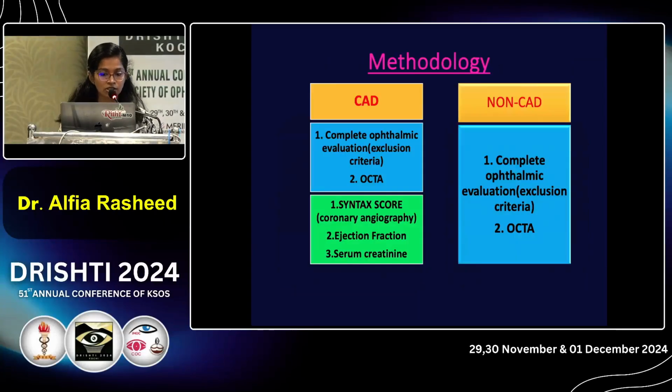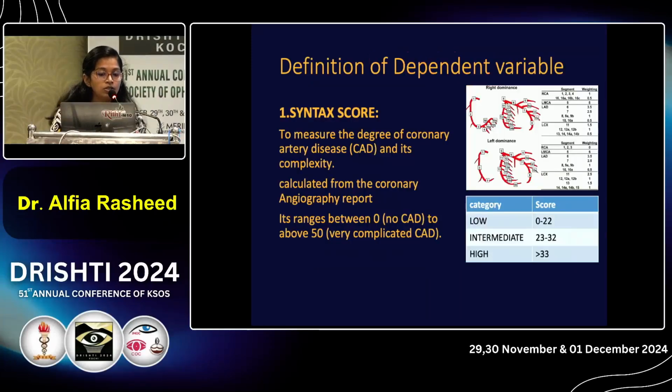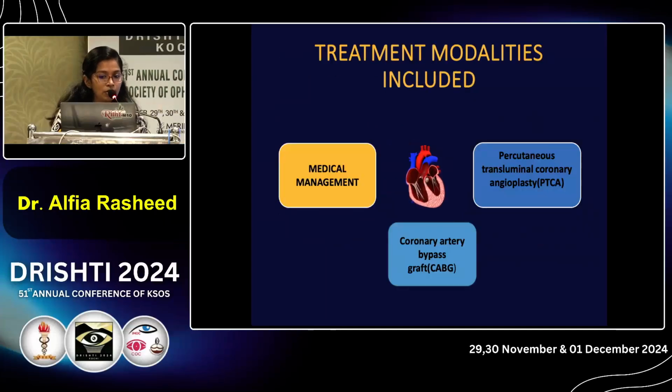The CAD patients and non-CAD patients underwent a complete ophthalmological evaluation and OCT angiography. In CAD patients, in addition, SYNTAX scoring was done, and ejection fraction and serum creatinine were measured. The SYNTAX score is the degree of coronary artery disease and its complexity, and it is categorized as low, intermediate and high. High means the patient has complex or more severe CAD. The treatment modalities of CAD patients included medical management, percutaneous transluminal coronary angioplasty and coronary artery bypass graft.